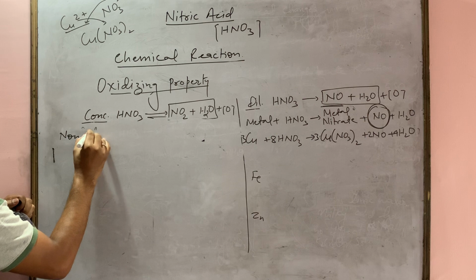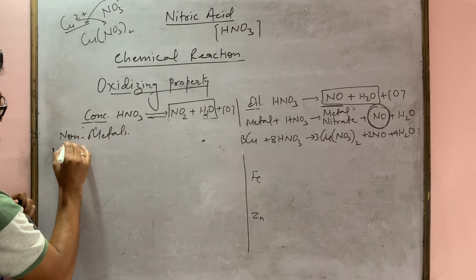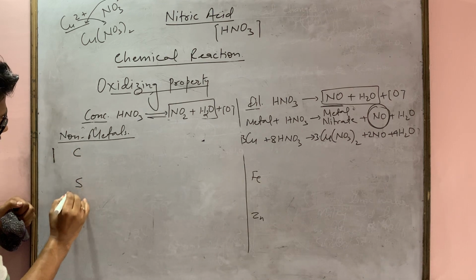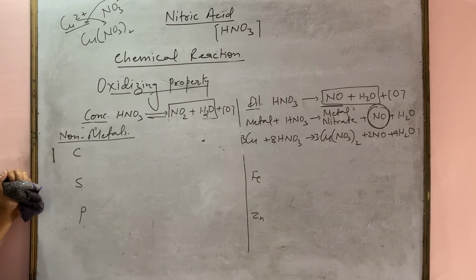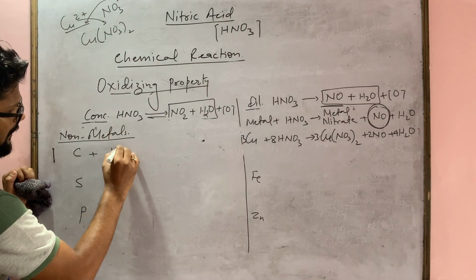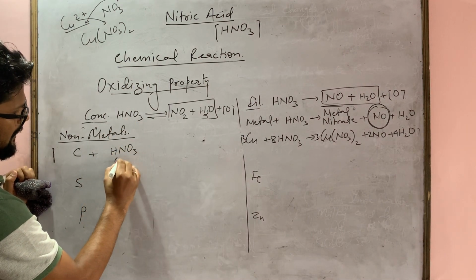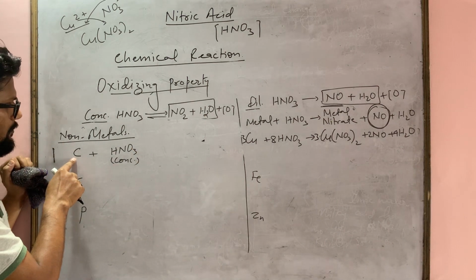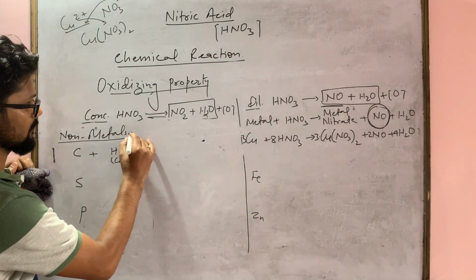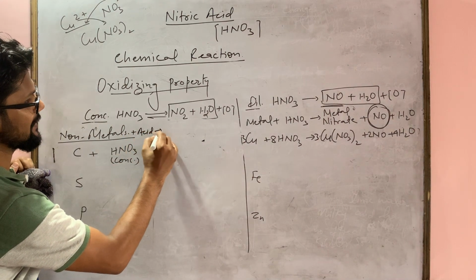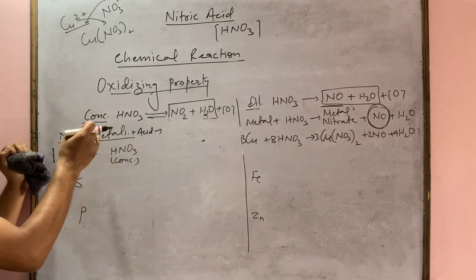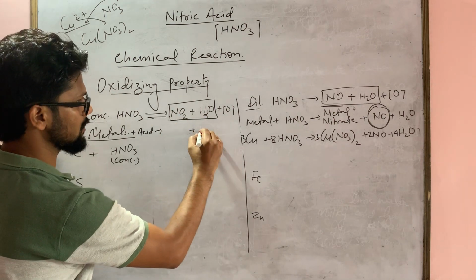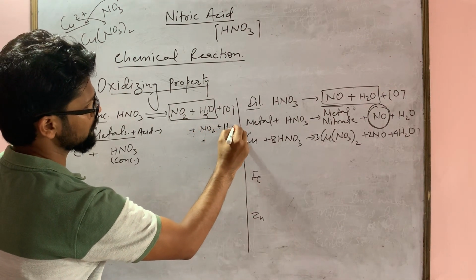Your reaction is with non-metals. In your syllabus, 3 non-metals are given: carbon, sulfur, and phosphorus. Reaction with concentrated nitric acid. Again, a concept: when non-metals react with nitric acid, or nitric acid oxidizes a non-metal, it will give these two products. Surely these will be the products.